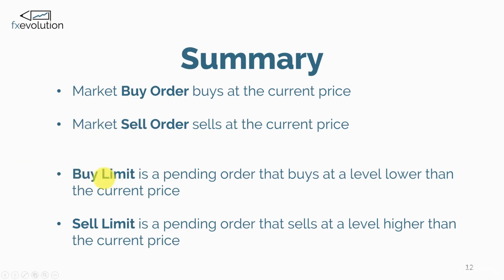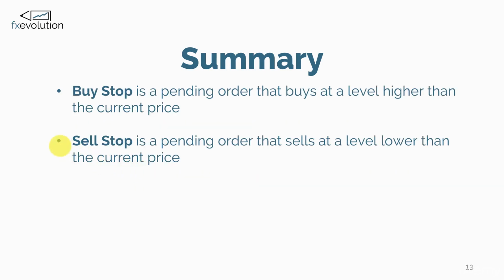We've also got buy limits, which is a pending order that buys at a level lower than the current price. And then we've got sell limits, which is a pending order that sells at a level higher than the current price. So we usually place limits or stops when we're not going to be in front of the charts at all points in time. We may be looking at a technical trade, but we're not able to be in charts 24/7, so we can place these orders in advance of something happening while we sleep or while we're away from the charts.